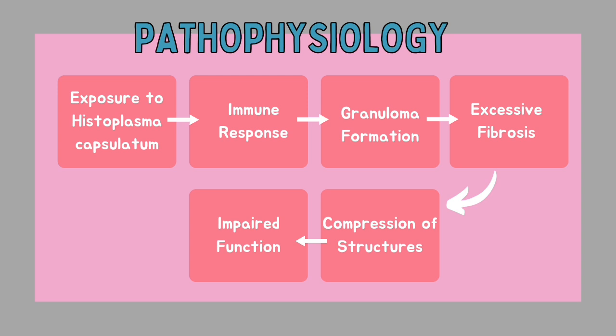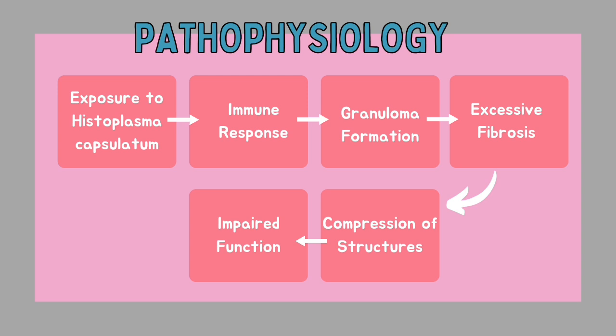So, pathophysiology. The exact mechanisms underlying fibrosing mediastinitis are not fully understood, but it is believed to involve an abnormal immune response. First, the exposure to Histoplasma capsulatum. This is the most common trigger for post-histoplasma fibrosing mediastinitis or PH-FM. Immune response: the body's immune system recognizes Histoplasma capsulatum antigens as foreign, and this triggers the immune response.